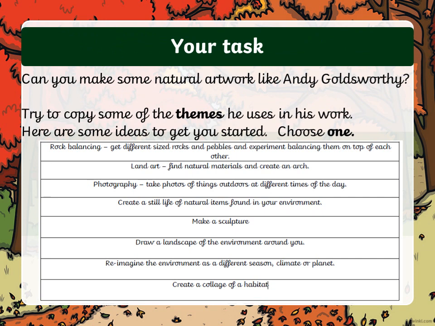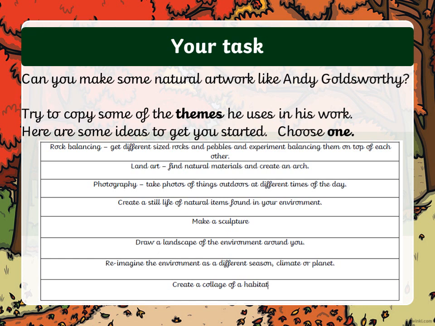Your task today is, can you make some natural artwork like Andy Goldsworthy? Try and copy some of the themes he uses in his work, maybe circles, maybe the curved lines, maybe using the twigs at different angles to each other. And here are some ideas to get you started. So you can choose one. Rock balancing: get different sized rocks and pebbles and experiment balancing them on top of each other. Find natural materials and create an arch.